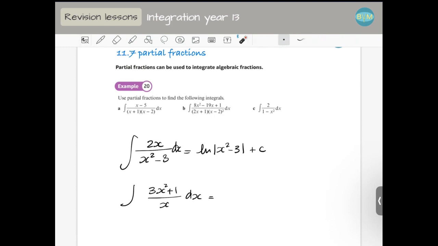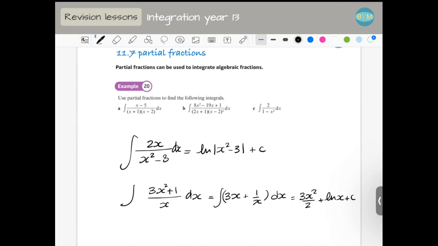Exactly. When I have only one term in the denominator, usually I can divide. So I can divide by x, and I have 3x plus 1 over x, or x minus 1, and I know how to integrate this one. It is 3x squared divided by 2 plus x minus, so 1 over x, so this is ln x plus c.